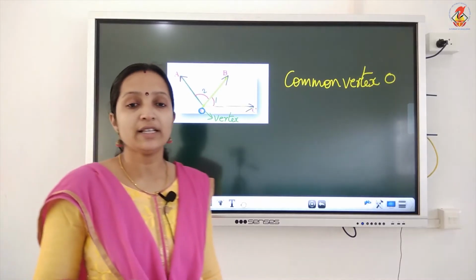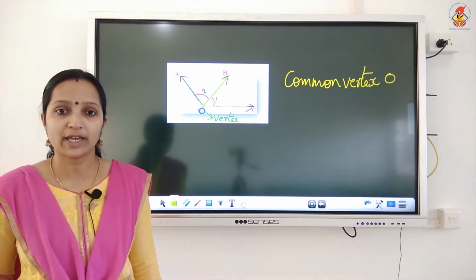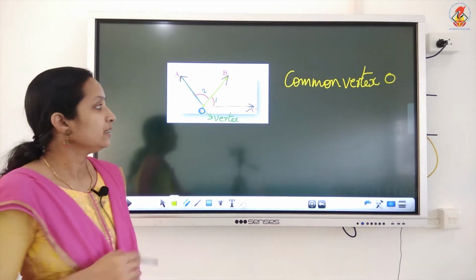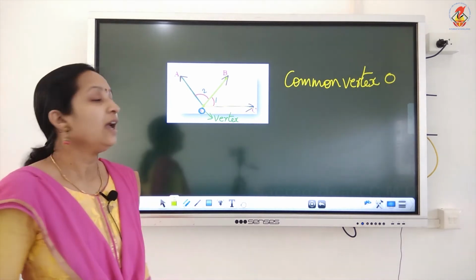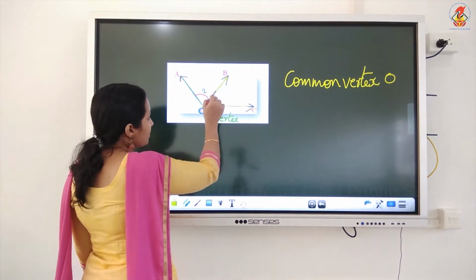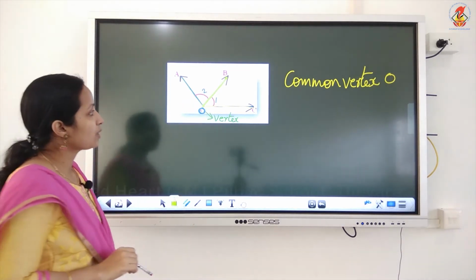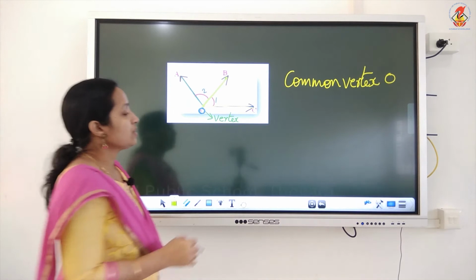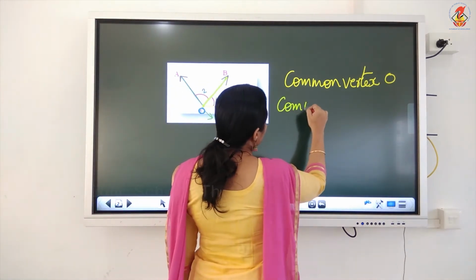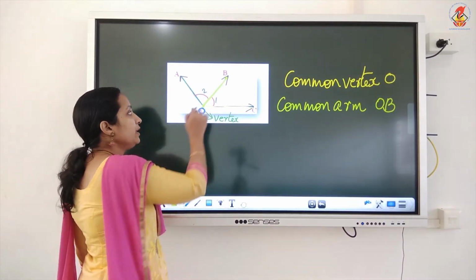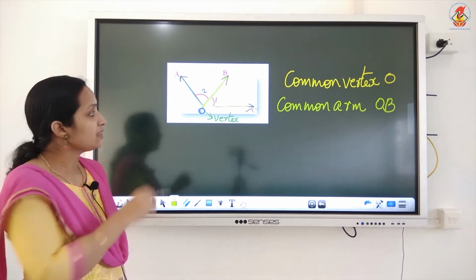We know that the rays are known as arms of the angle. This is one arm, this is one arm, this is one arm. There are three arms in this figure, okay? The rays are called arms of the angle, and this ray is common to angle 1 and angle 2. So, which is the common ray here? Common ray or common arm you can write. The common arm is OB. So, in this figure we can see a common vertex, that is O, and a common ray or common arm, that is OB.